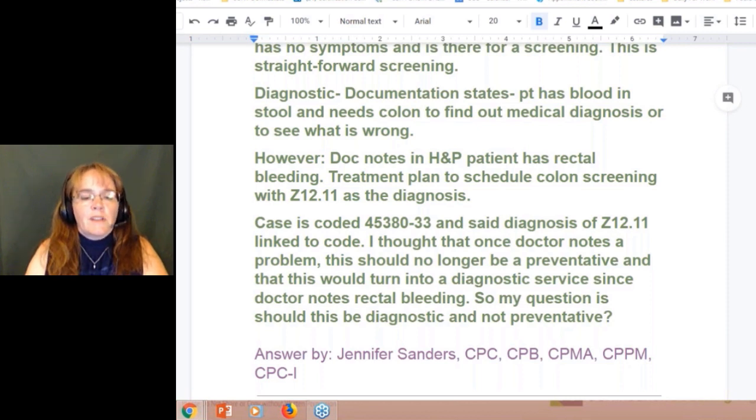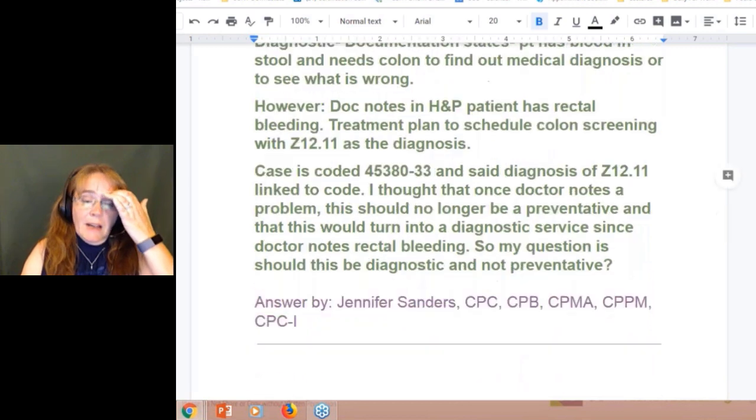So the case wound up being coded with 45380 with a 33 modifier, and we're going to go over all this. And their diagnosis was the screening. But their question is, if the doctor said there was a problem, they had rectal bleeding, why is it a screening? Should it be diagnostic or should it be the preventive screening? So we're going to break this down a little bit.